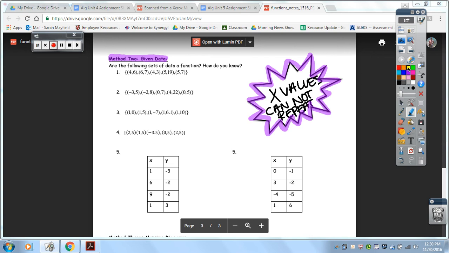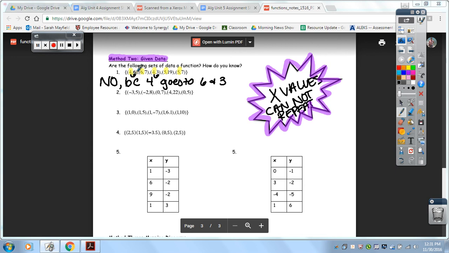So if I look in this list, I'm going to highlight all of my x values. Okay. 4, 6, 4, 5, and 5. Do any of my numbers repeat? Yes. 4 repeats and 5 repeats. So is this a function? No. Now you're going to tell me why. Instead of saying 4 and 5 repeat, you're going to say 4 goes to 6 and 4 goes to 3.